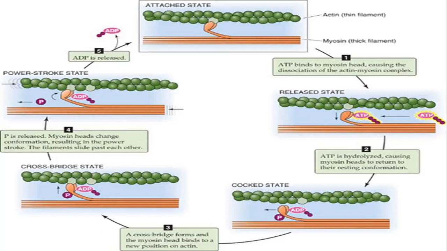It gets detached from the active site of the actin filament. Now it again breaks down ATP to ADP and Pi and moves towards the next active site of the actin filament and gets attached to it. In this way, the myosin head moves along the actin filament, pulling the actin filament along with it, causing contraction of the muscle, and the length of the sarcomere decreases.